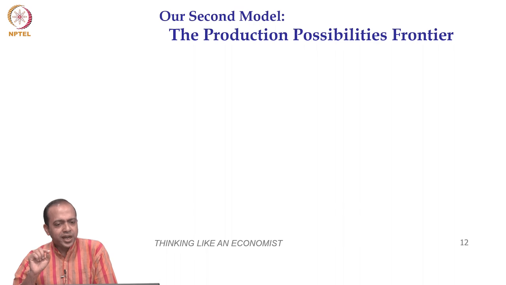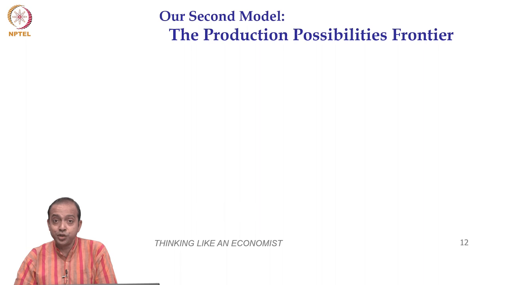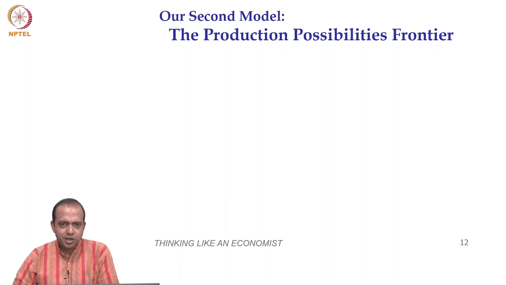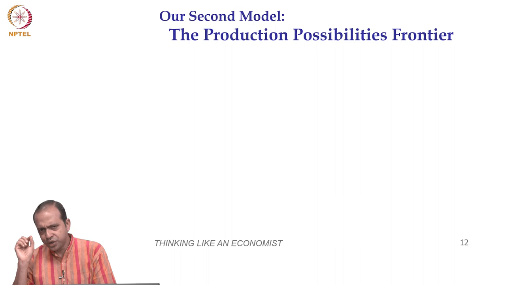Now, we will use another very important and useful model, which is called the production possibilities frontier. From the name itself, it will give you some idea. Production possibilities means the different combinations of goods and services that can be produced, and the frontier means the maximum of these goods you can produce. Frontier means a boundary.